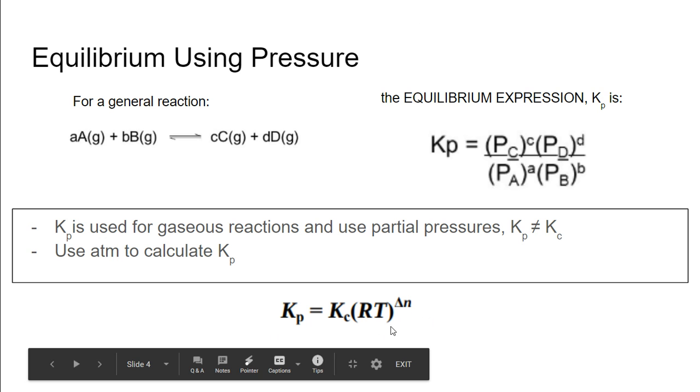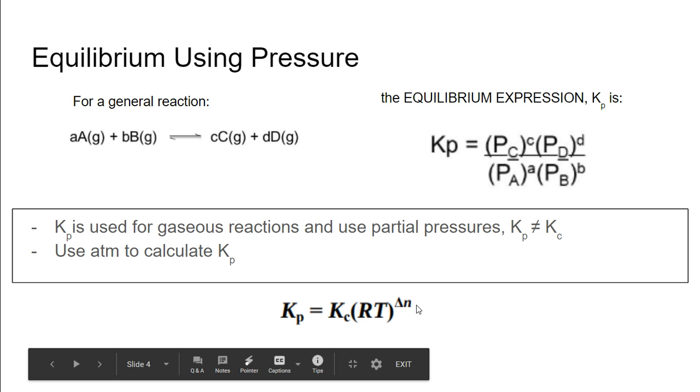Now, if you really wanted to, we could actually derive this equation because if you think about it, concentration is moles per liter, and we can relate moles to pressure using PV equals nRT, and that's basically what we're doing here. We're just changing concentration to pressure. You could derive it if you want, but it is what it is. So Kp equals Kc times RT to the delta n.